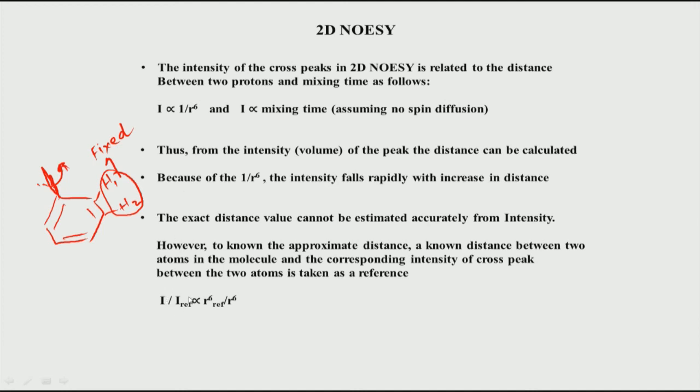So, if I simply take a ratio, then I by I reference will be equal to, in fact, you can either say proportional or equal to, I upon I reference, where reference is the intensity between these two hydrogens, is equal to R to the power 6 reference, that is the distance between these two hydrogens, divided by the unknown distance. So, now from this equation I have three knowns. I know this from the spectrum, I know this from the spectrum, I have this from the structure here, and this is what I need to calculate. So, this is one way to calculate distances between atoms based on a reference.